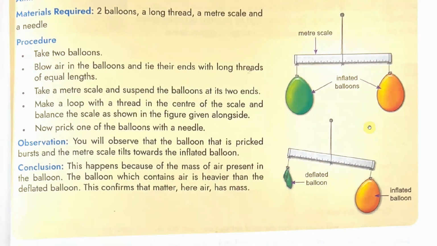Now we will observe that the balloon that is pricked bursts and the meter scale tilts towards the inflated balloon. We can conclude that this happens because of the mass of air present in the balloon. The balloon which contains air is heavier than the deflated balloon. This confirms that matter, here air, has mass.